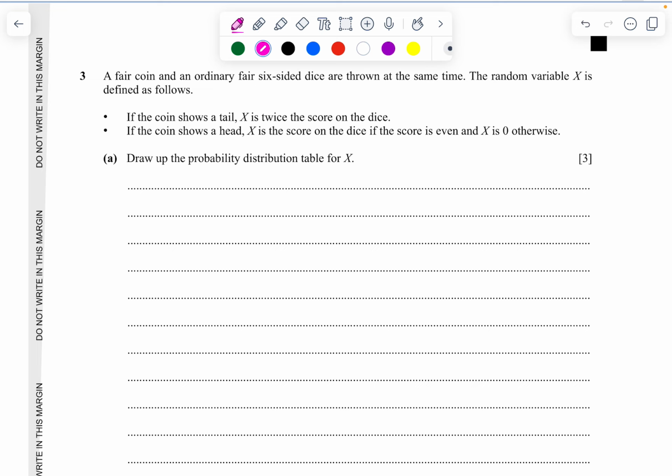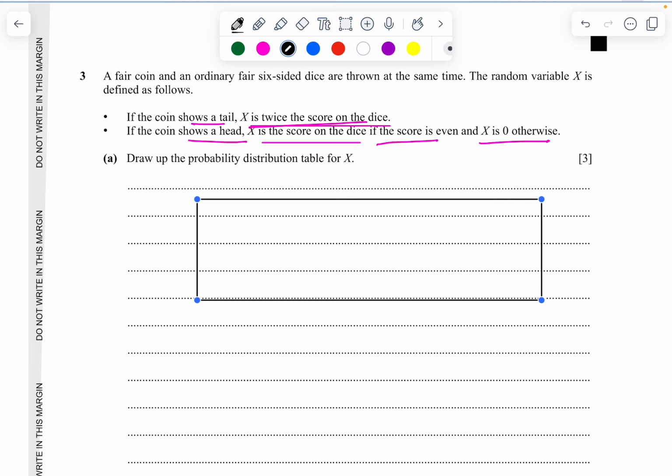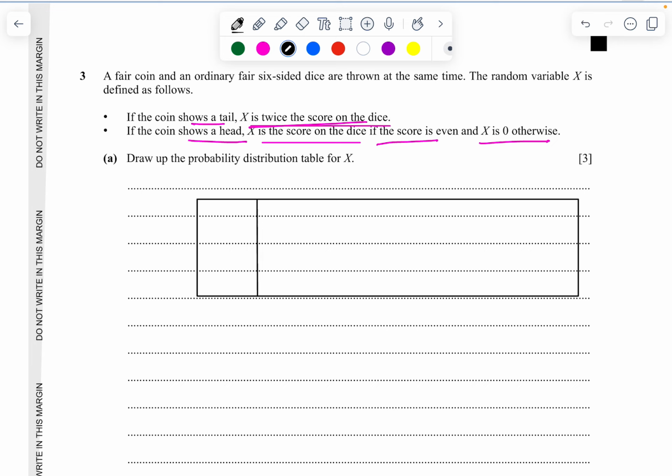The random variable x is defined as follows. If the coin shows a tail, x is twice the score on the dice. If the coin shows a head, x is the score on the dice if the score is even, and 0 otherwise. Draw a probability distribution table. So we are drawing a probability distribution table. So this is for x, and what are the values that x can take?